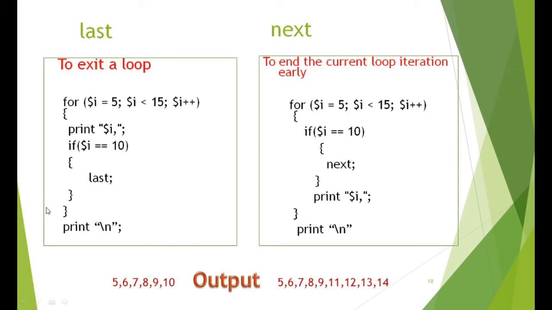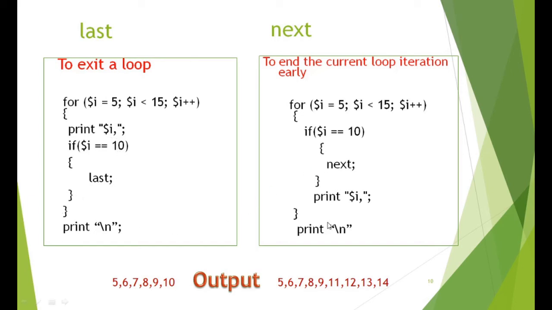Loop will be the for loop. So it will exit the loop and it will print a \n. That means it will print 5, 6, 7, 8, 9 and 10. Once it prints 10, it checks whether it is equal to 10 and then control will come out of that.